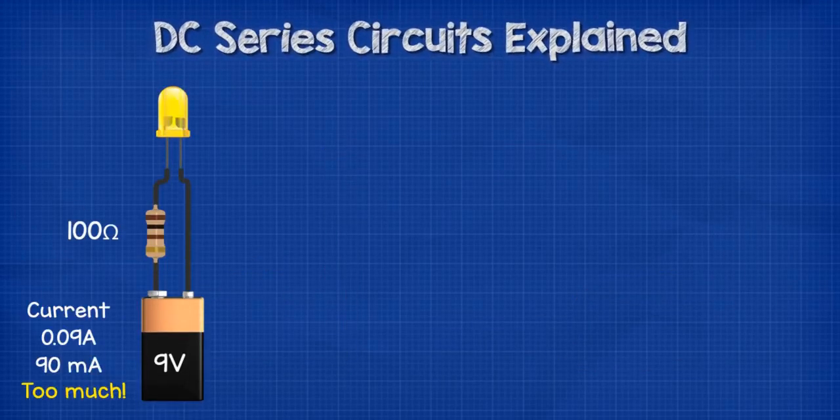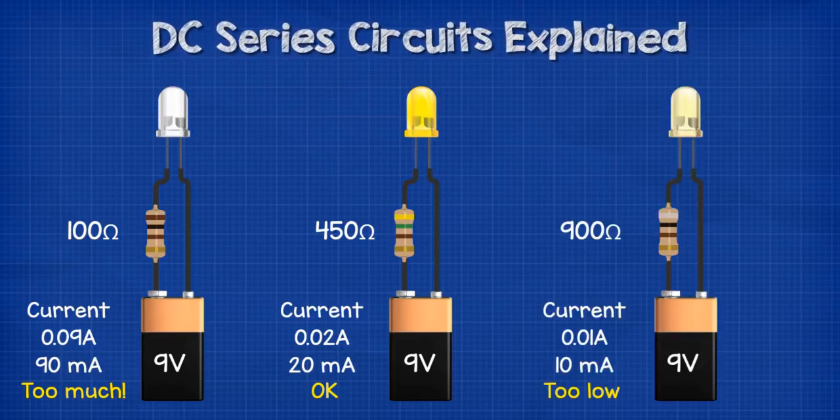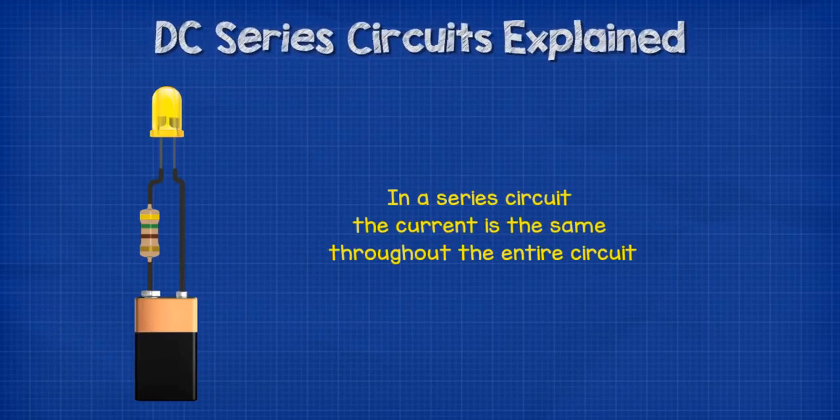If I use a 100 ohm resistor with a 9 volt battery, the current will be around 0.09 amps or 90 milliamps, and that will be too much and it will blow the LED. If I use a 450 ohm resistor, the current will be around 0.02 amps or 20 milliamps. So the LED should be okay. If I use a 900 ohm resistor, the current will be 0.01 amp or 10 milliamp, and the LED will be very dim then.